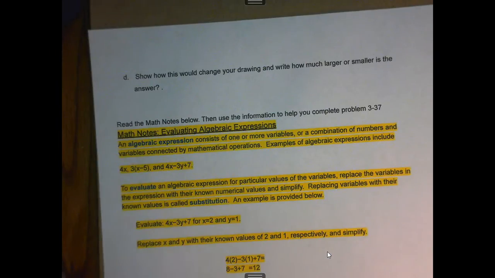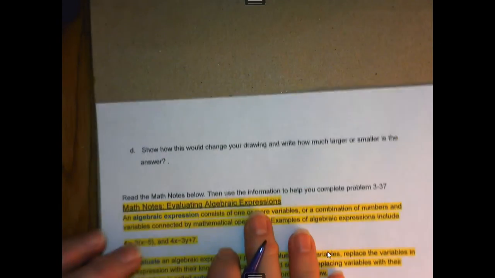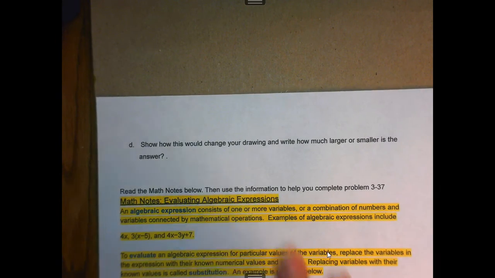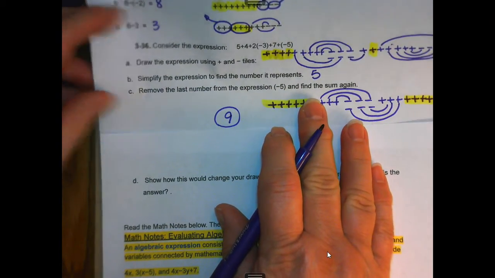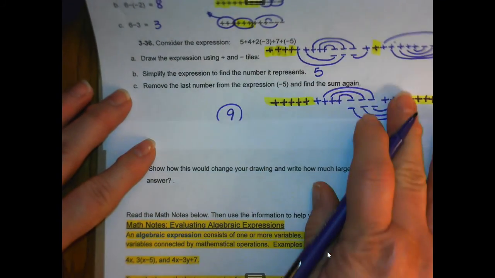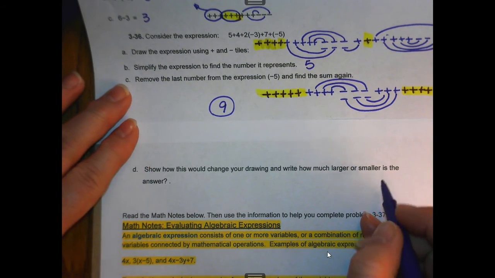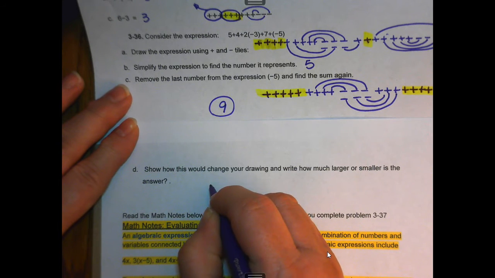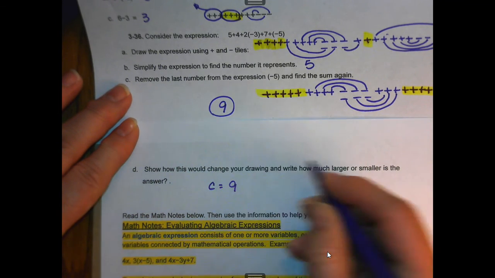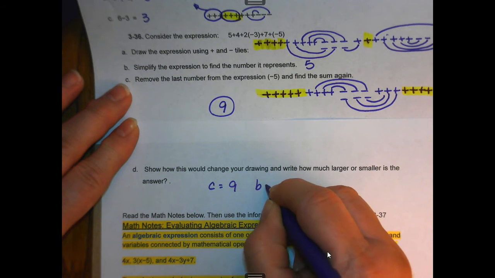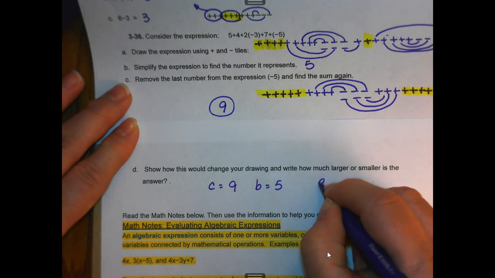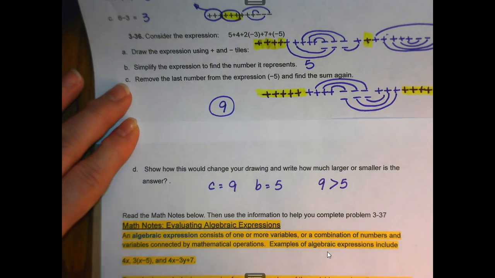Remember, you can pause or rewind or replay these videos as much as you need to. And up at the top, we're back to finishing up analyzing this problem. When I'm taking a look at this, it says, show how this would change your drawing. We did that up above. And write how much larger or smaller the answer is. So for letter C, my answer equals 9. For letter B, my answer equals 5. And 9 is greater than 5.